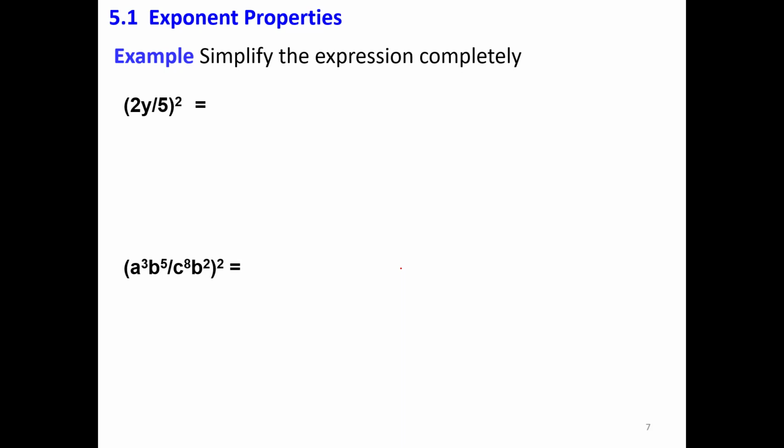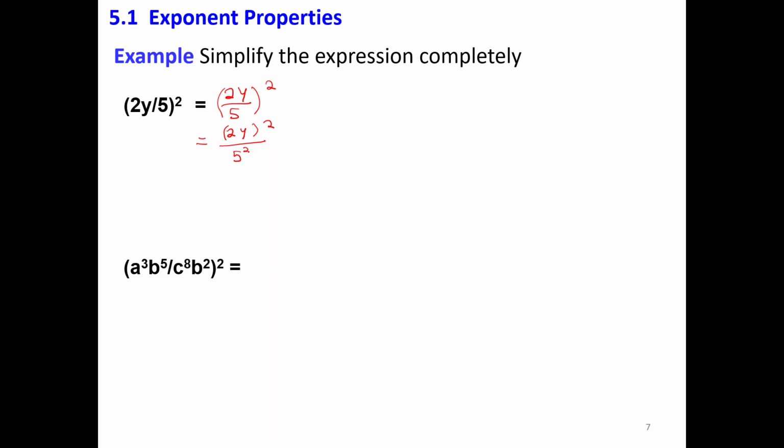Let's try to solve this problem. Let me write here 2y. Write again the problem. Then let's apply the quotient rule. This will be equal to the second, divided by 5 to the second.